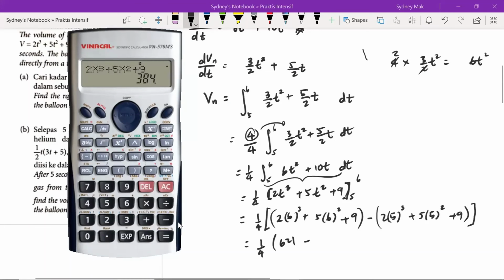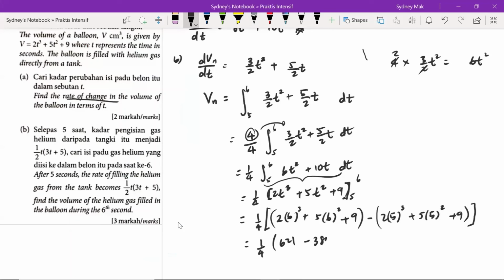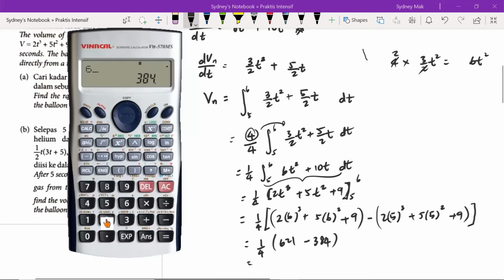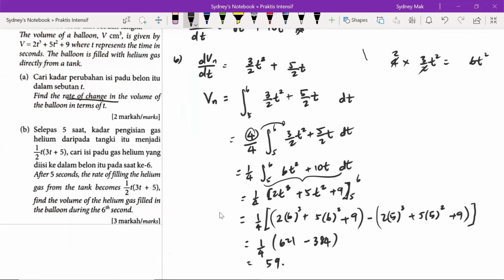We have 621 minus 384. Let's simplify this. We take 621 minus 384, the last answer, and divide by 4. We have 59.25 cubic centimeter of helium gas. That's it for question number 2.